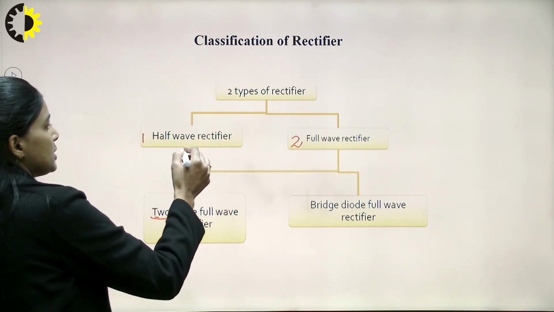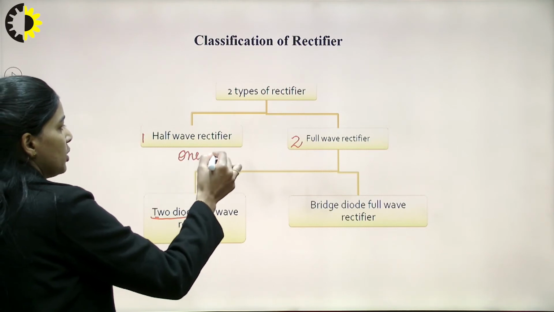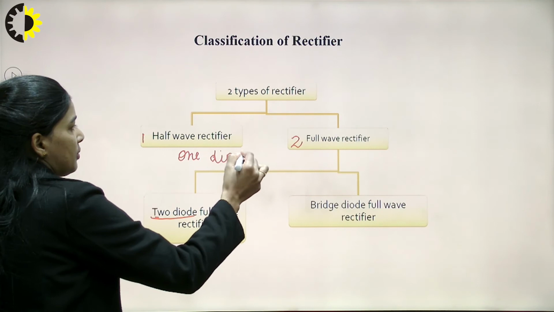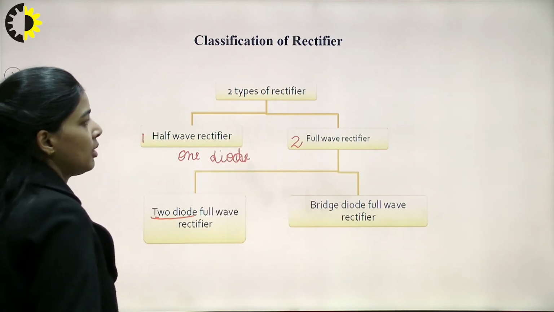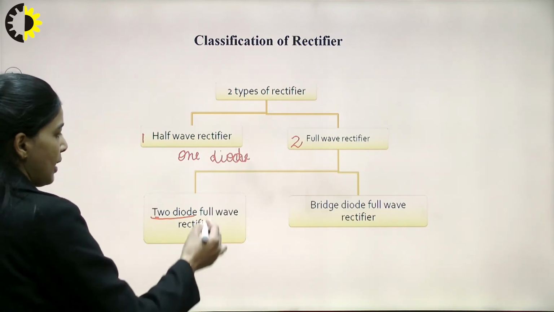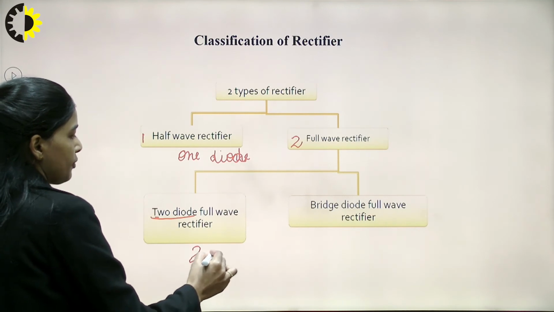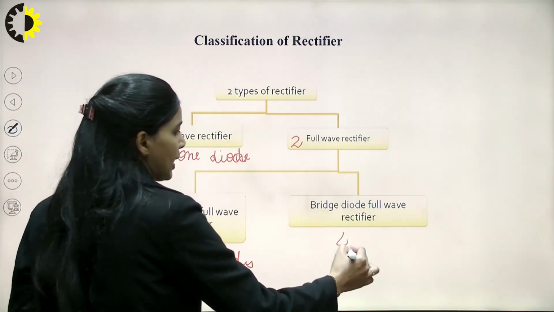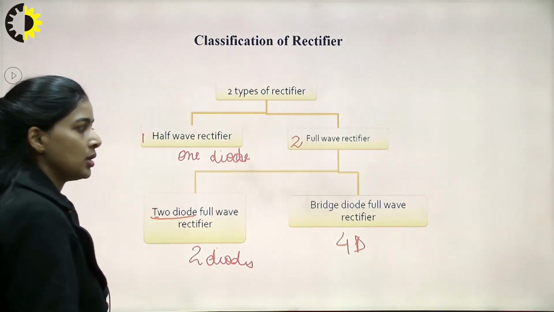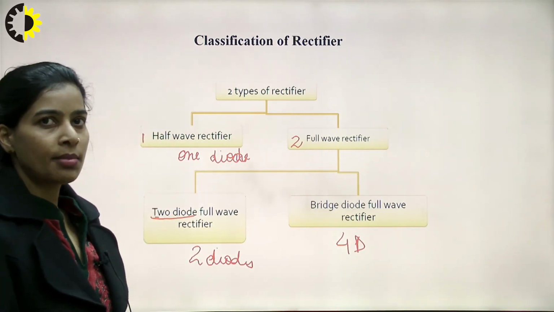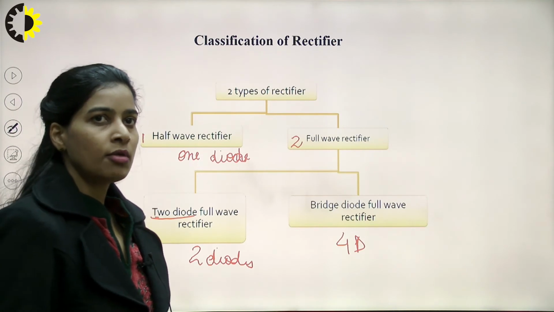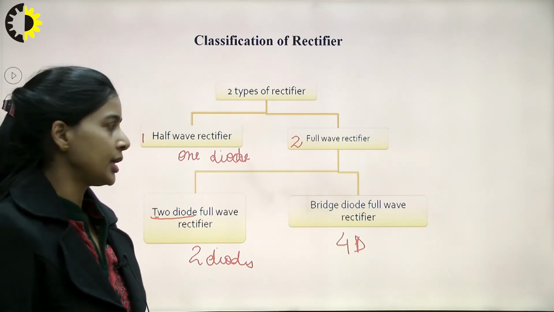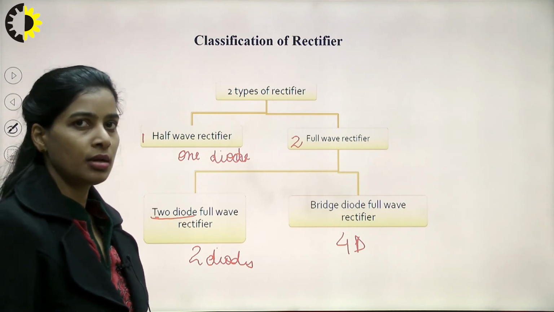In a half wave rectifier we have 1 diode. In a full wave rectifier we have 2 and 4. So, for this we have 2 diodes and for this we have 4 diodes. We will separately study the circuit and functioning of all these rectifier circuits designed using diodes.